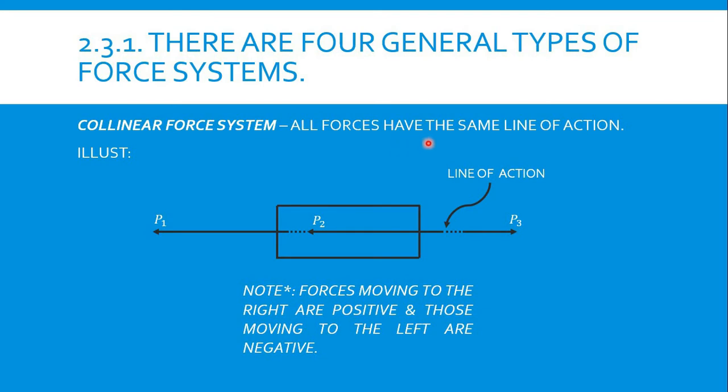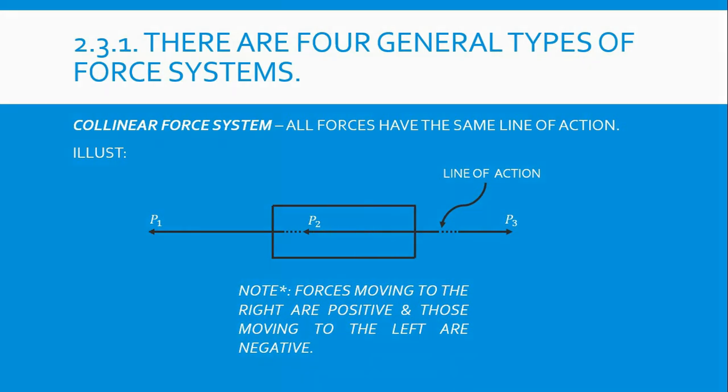All forces have the same line of action. As you can see here in the diagram, they have only one line of action. Take note that forces moving to the right, like P3, are positive, and those moving to the left are negative. So P1 is negative and P2 is negative.